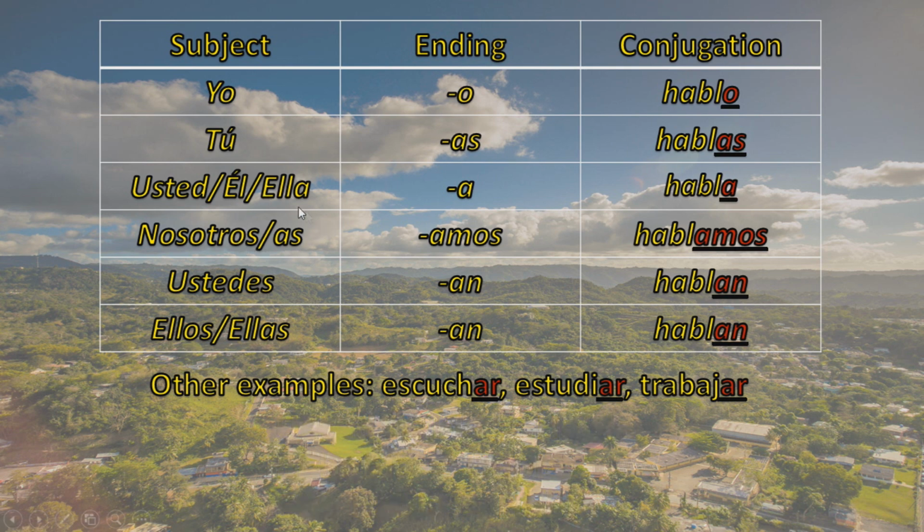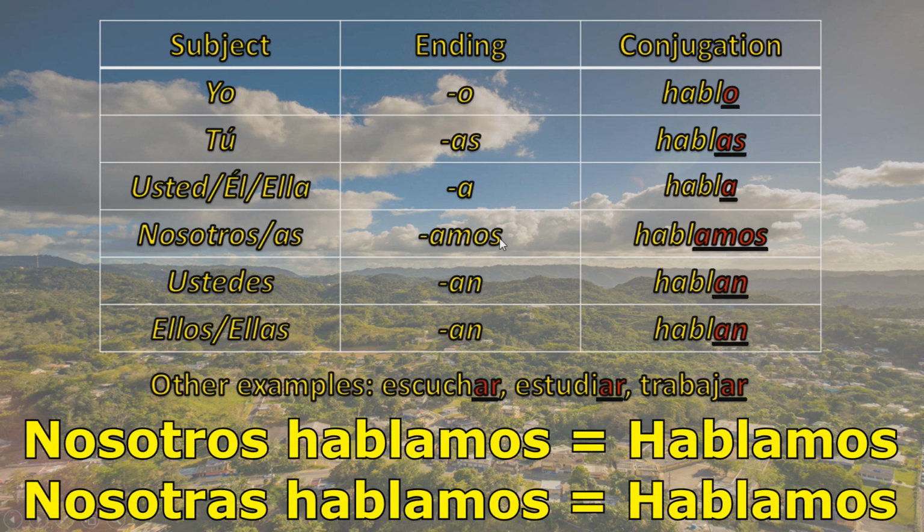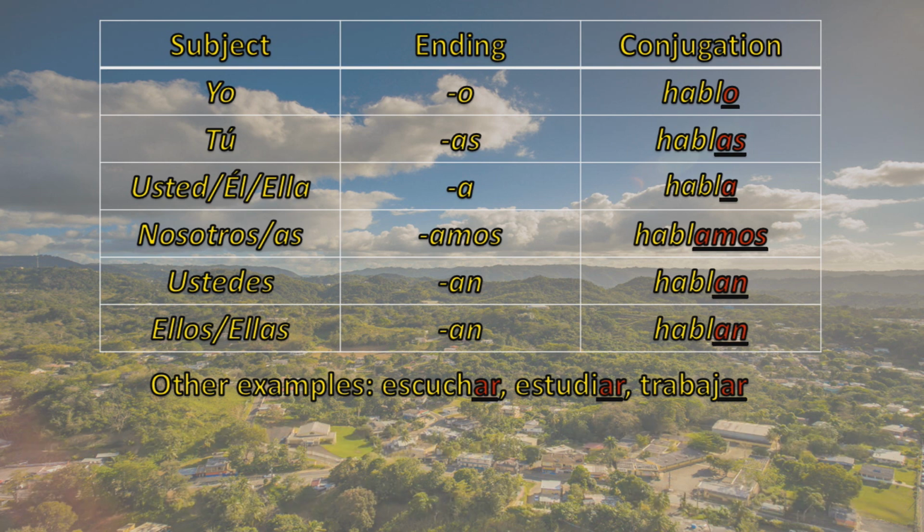In the case of nosotros or nosotras, okay, the same. I remove the two last letters, and instead of AR, I write AMOS. So I say nosotros hablamos or nosotras hablamos. Or if I don't want to be very specific, I can say hablamos, and that's it, okay?